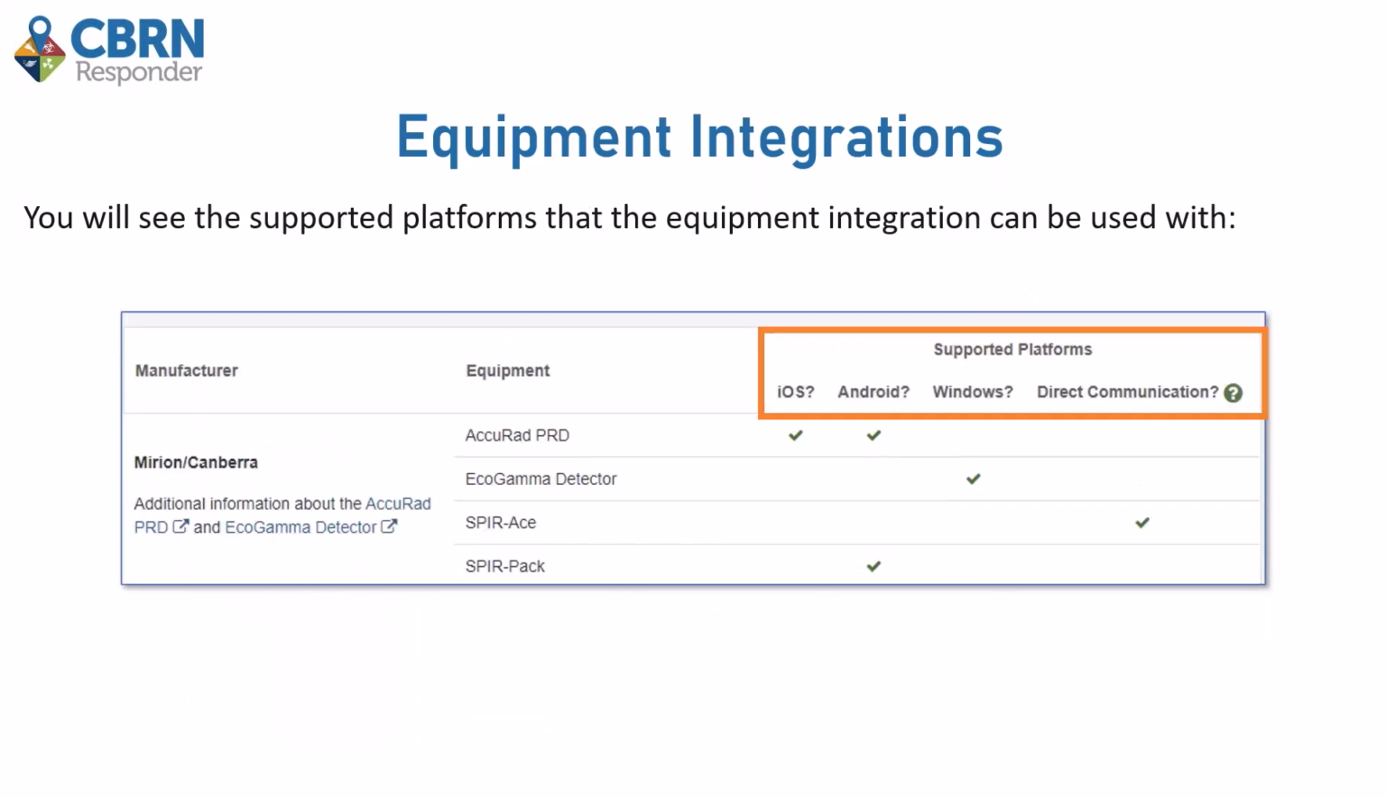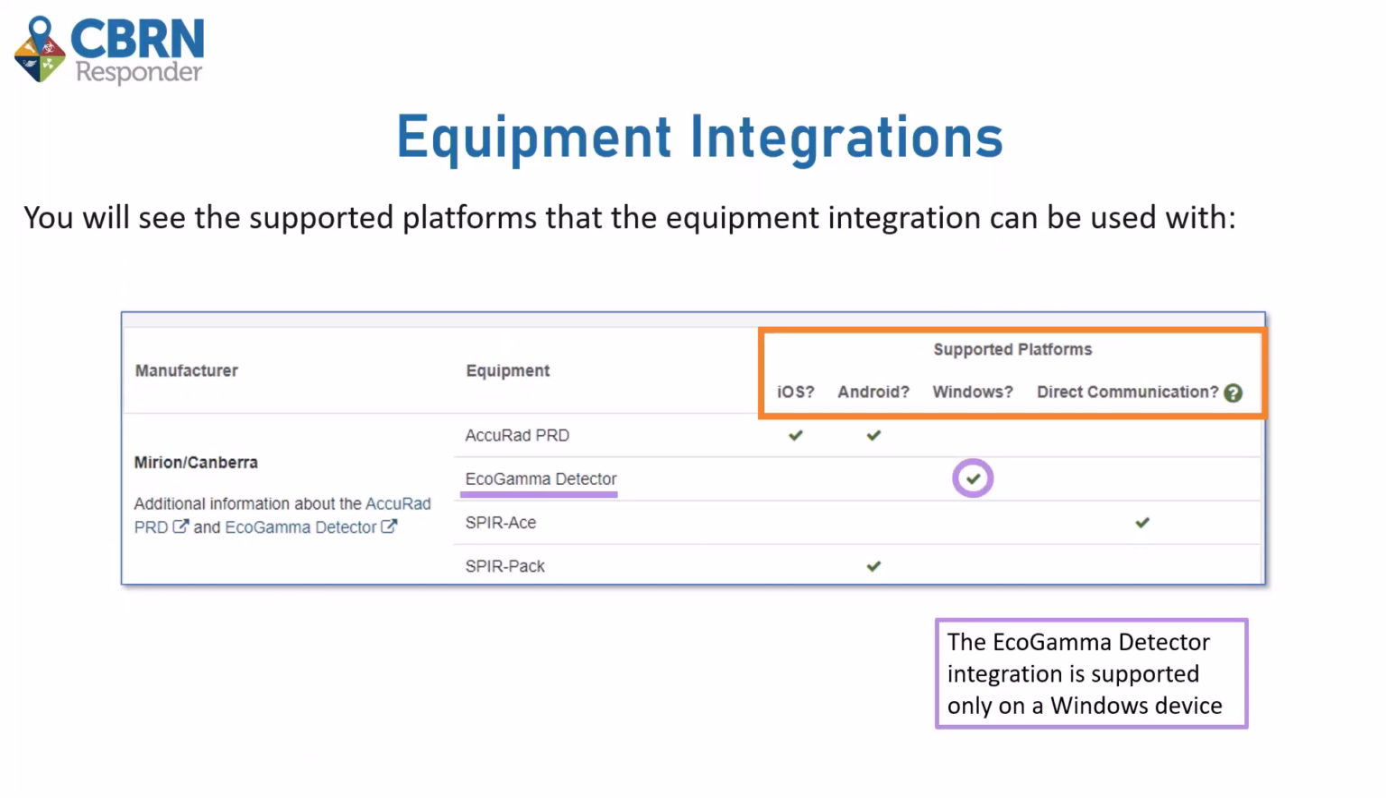And you'll also see the supported platforms that the integration can be used with. For the echo gamma detector here, it is supported only on a Windows device. So if you were to use, again, the mobile application for Marion, the echo gamma detector on an Android device, this integration would not work. So you want to make sure, again, that you're using a supported platform when you're going to be collecting this data.